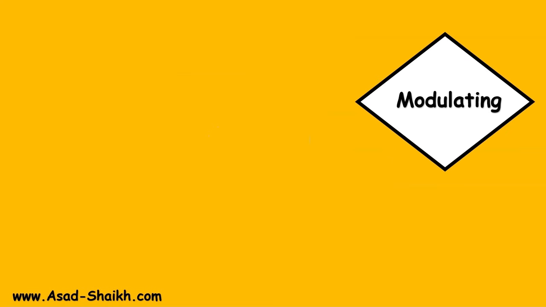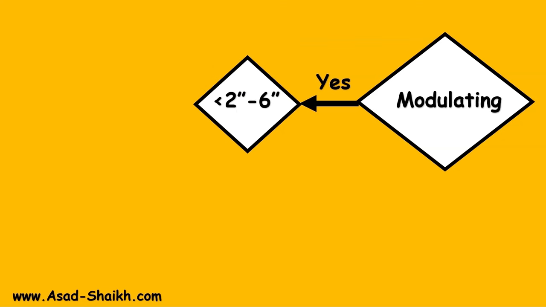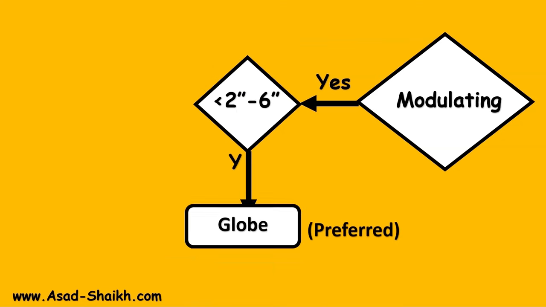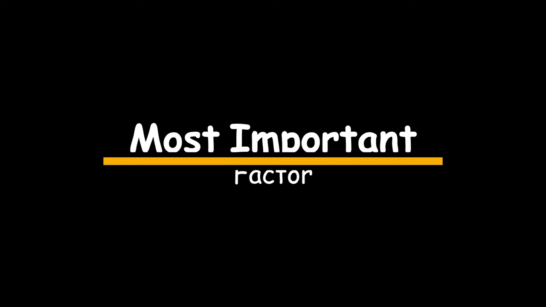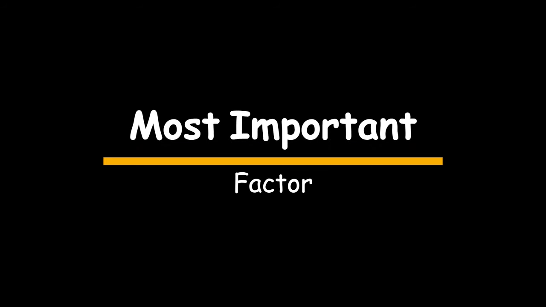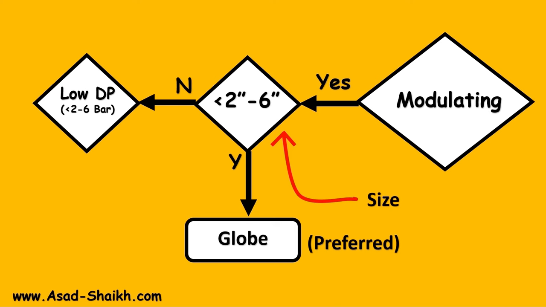We are clear with modulating services, yes. Then you have a size around 2 to 6 inches. You might prefer to go for a globe valve generally. The reason for size here comes because of the cost factor. If the size is higher, then what is the next important factor to be taken into consideration? This is going to be the most important factor, especially in dealing with control valves. This is going to be DP. Is the DP low or not?